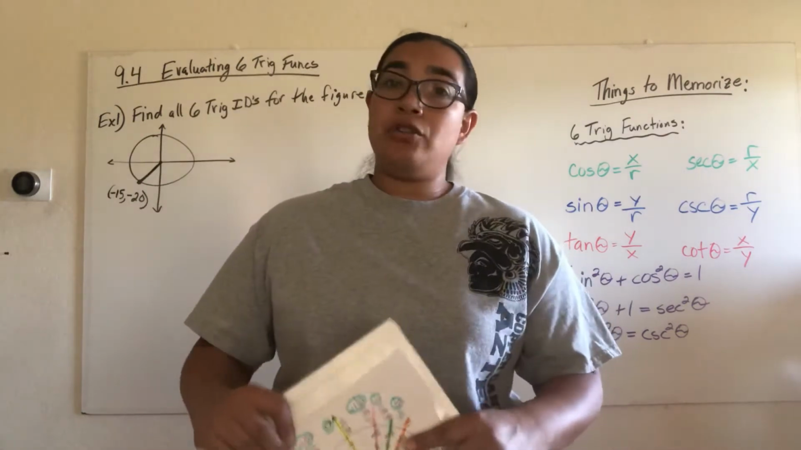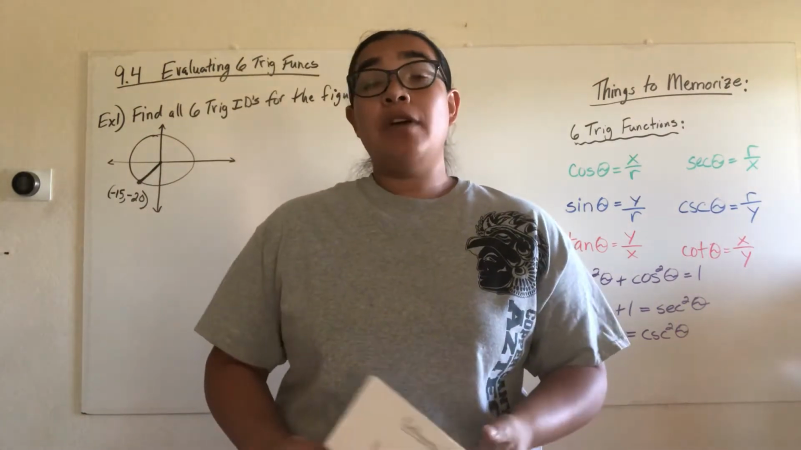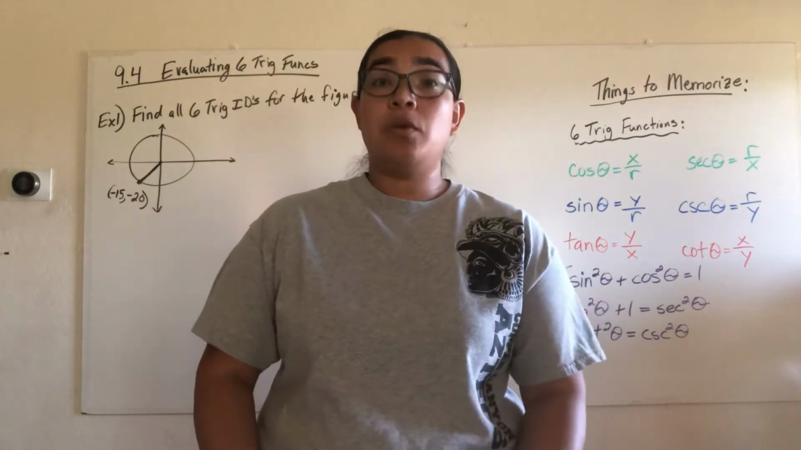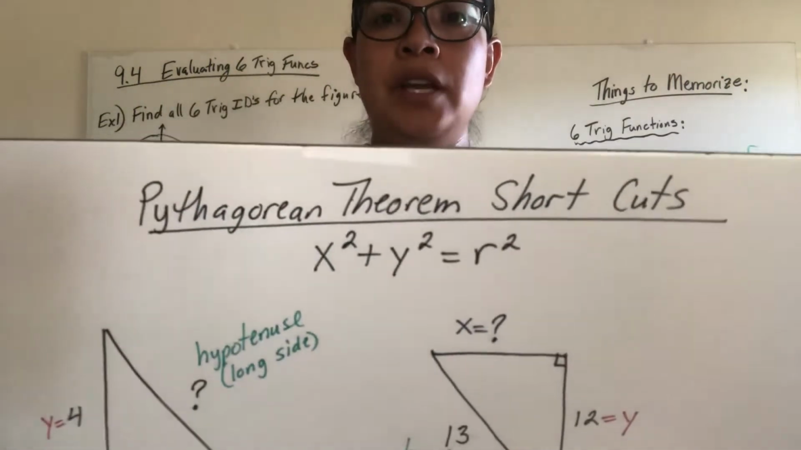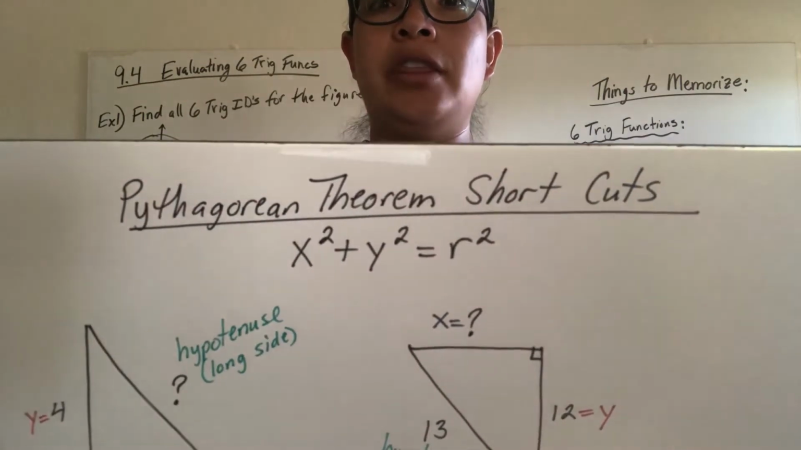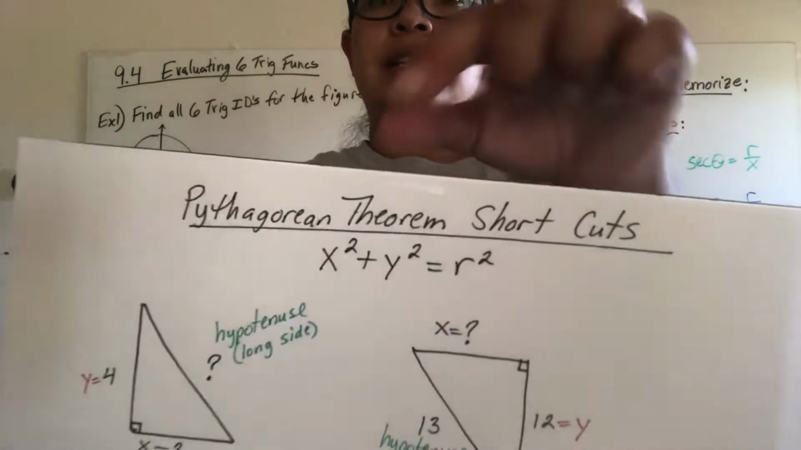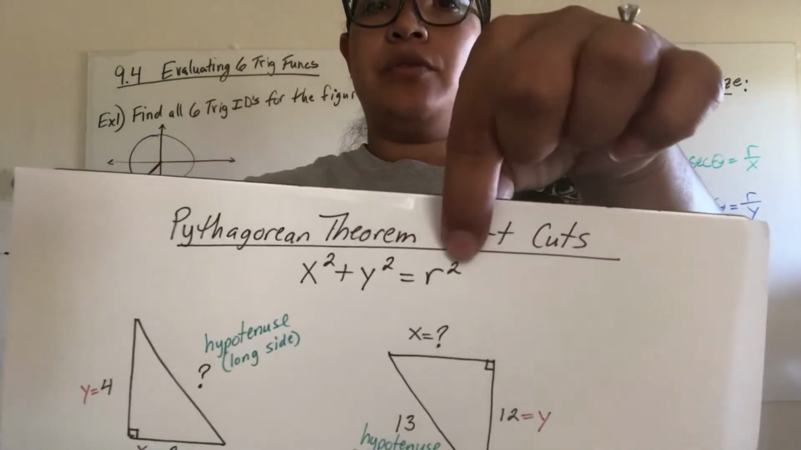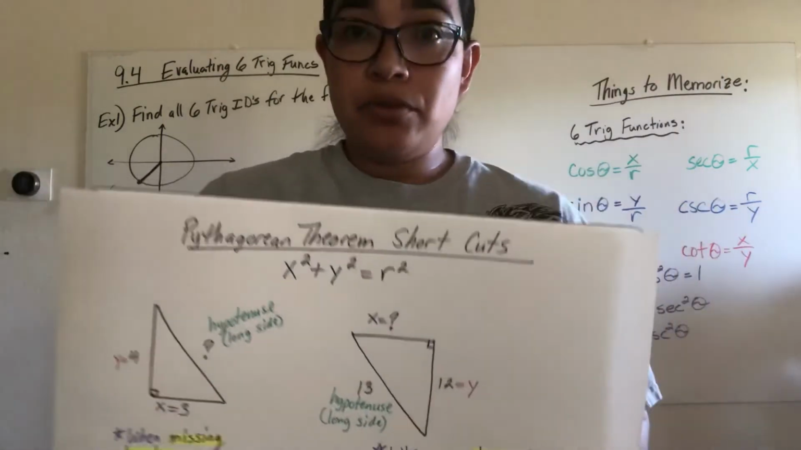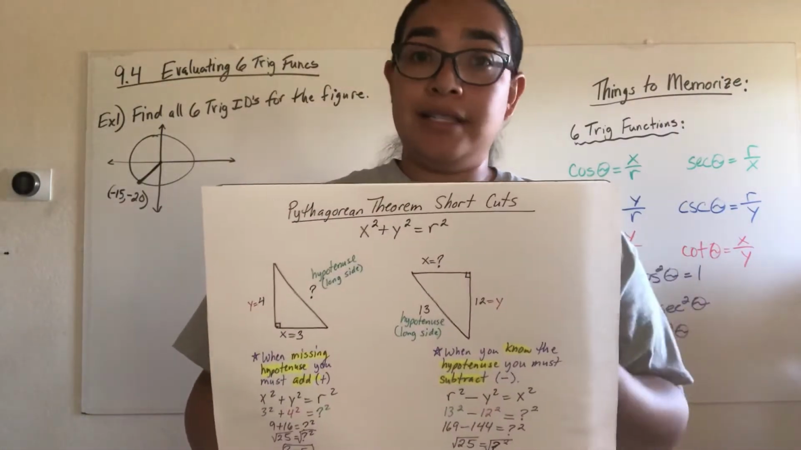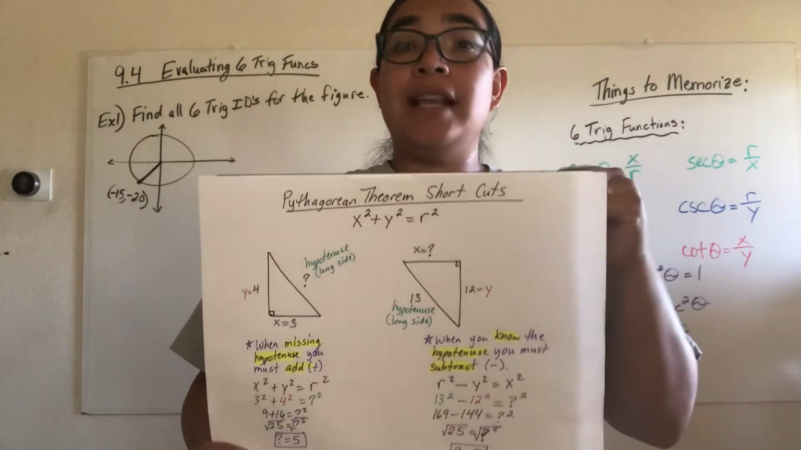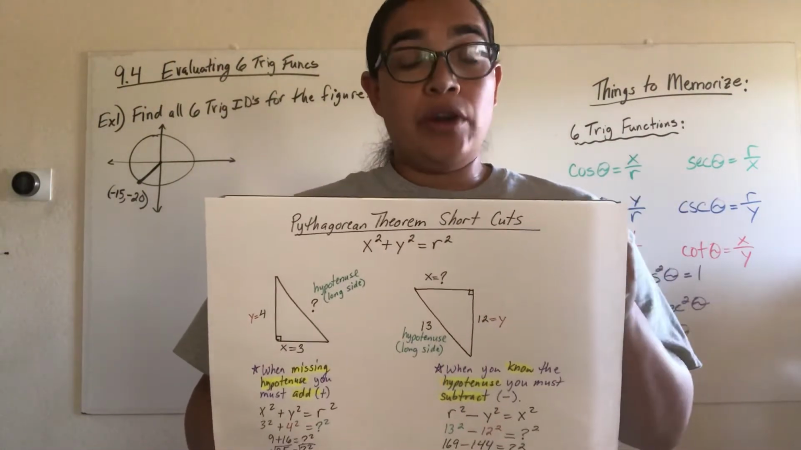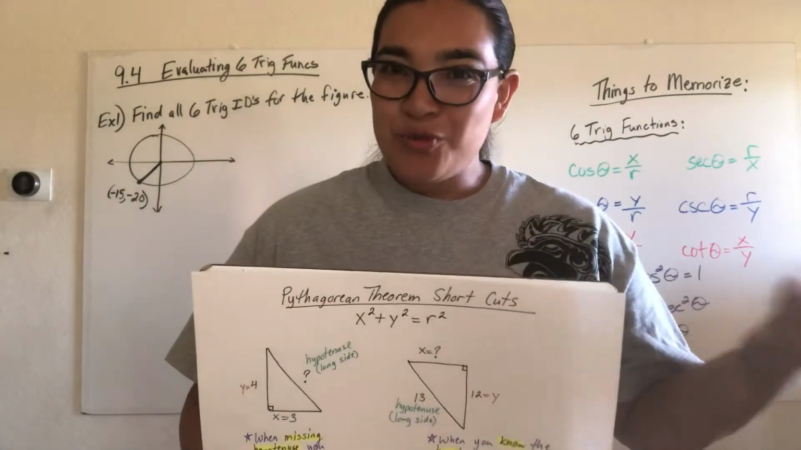One thing I want to remind you about, because you're going to need this: if you have triangles that are not radius 1, you're going to have to be using this quite a bit. The Pythagorean Theorem. On this paper, I've got some Pythagorean Theorem shortcuts. Notice I did not put a squared plus b squared equals c squared. I used variables that we're going to be using in our lesson today, so it can transfer. We're going to be using x, y's, and r's. X and y are the points, and r is the radius.